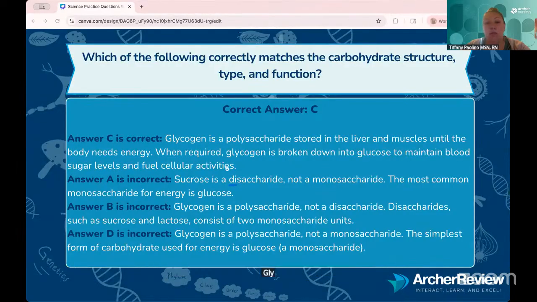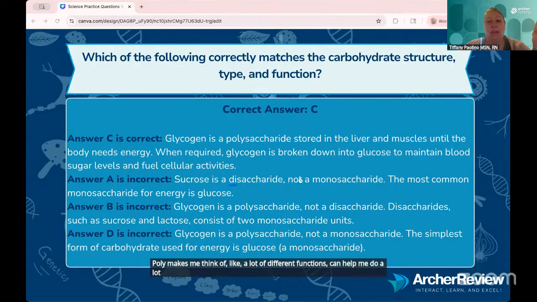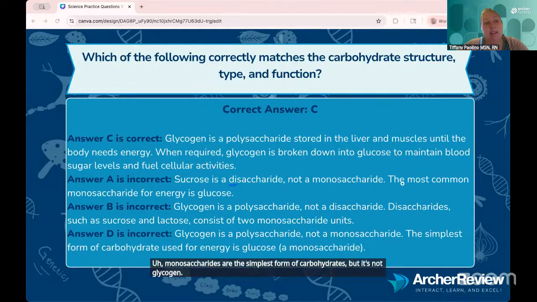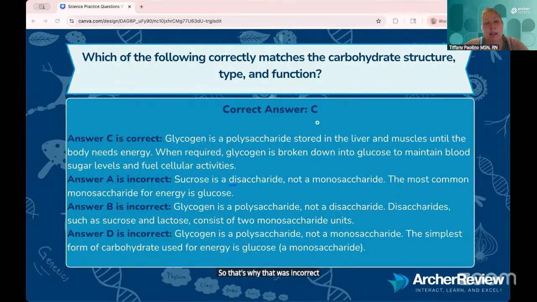Glycogen is poly. Okay, guys, glycogen is poly. How do I remember that? Poly makes me think of a lot of different functions, can help me do a lot of things. That's how I remember that. And then again, monosaccharides are the simplest form of carbohydrates, but it's not glycogen. So that's why that was incorrect. Okay, guys, so glycogen is a polysaccharide.